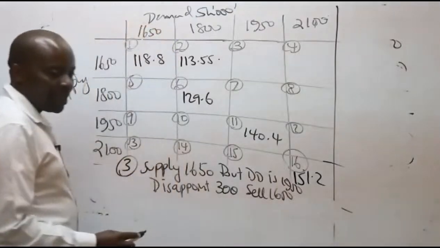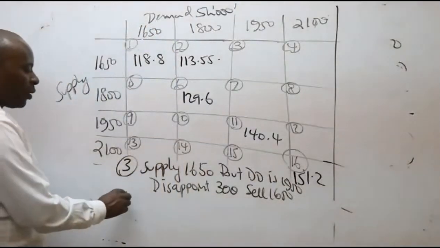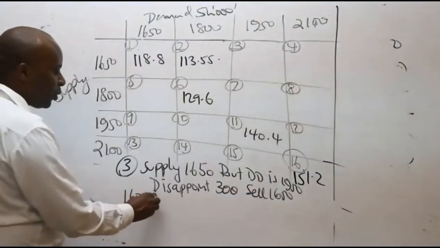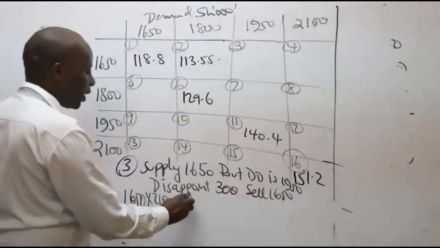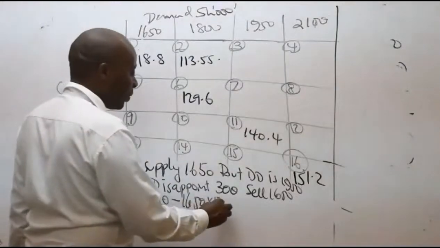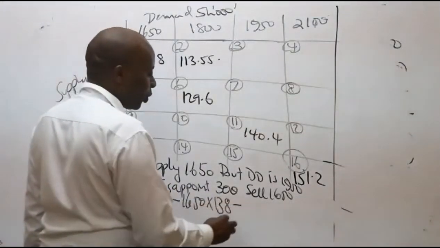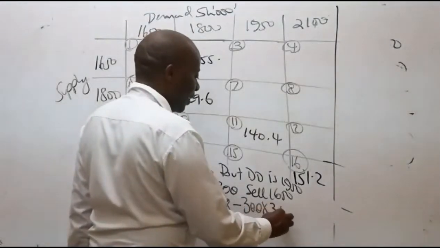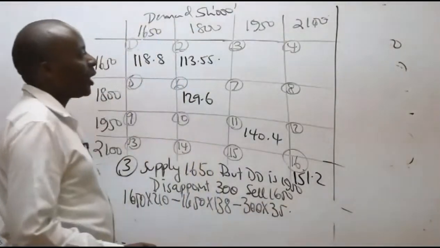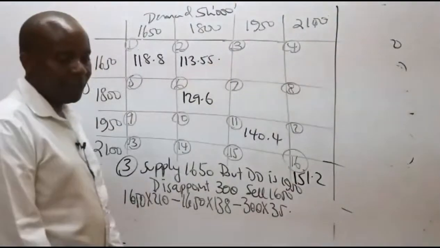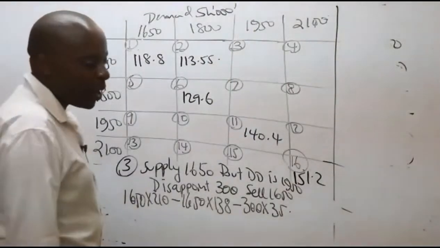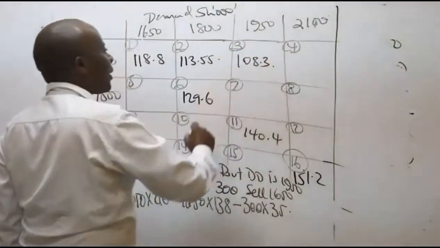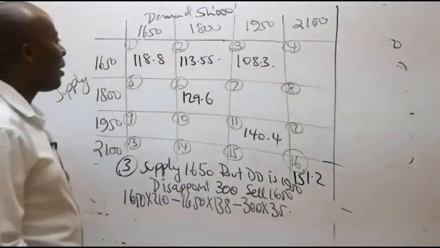So then the profit here will be 1650 times the 210, minus 1650 we have supplied times the 138, minus the opportunity cost of the customers who will be disappointed, 300 times 35. So could you kindly give me something to write here? Number 3. So 108.3. So now I expect you to get for cell number 4.